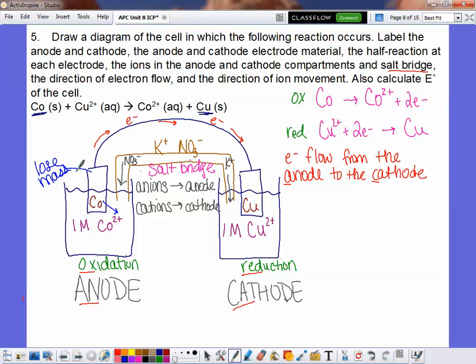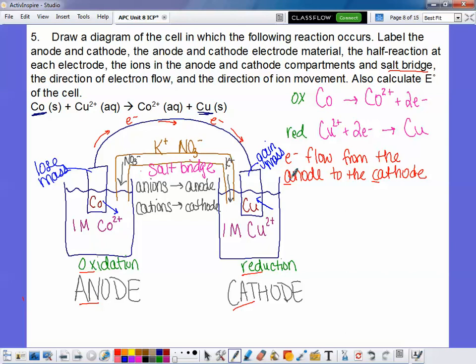Now at my cathode, the anode will always lose mass and the cathode will gain mass. That's because at the cathode reduction is occurring, we have Cu2 plus going to Cu. So that means the ions in this solution here are being converted into the atom form, making more copper atoms. So this is going to gain mass. Okay? So the anode always loses mass, the cathode always gains mass.